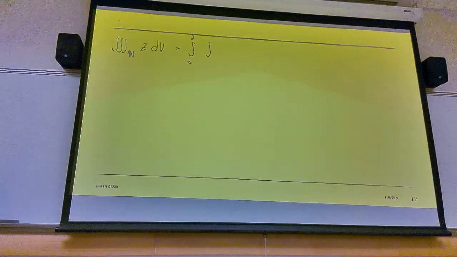Y went from 0 to 2. I'm going to stick with dz, dx, dy. X, we said, went from 2 minus y to 6 minus 2y, and then z went from 0 to the square root of 4 minus y squared. That is the hard part. Now, it's just an iterative integral. So evaluate it.